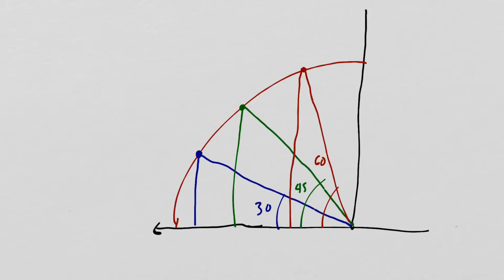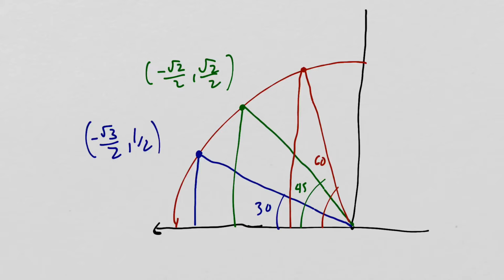Then the blue terminal point has the coordinate values negative square root of 3 divided by 2, 1/2. Our green terminal point is determined by the values negative square root of 2 divided by 2 and square root of 2 divided by 2. And the red terminal point will have coordinate values negative 1/2, square root of 3 divided by 2. So now that we have these terminal points on our unit circle, we can go ahead and use these special right triangles to evaluate sine and cosine.